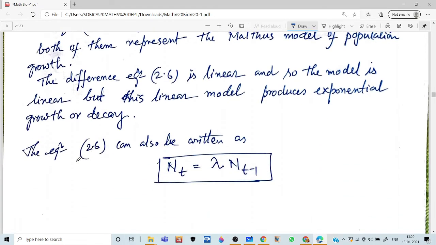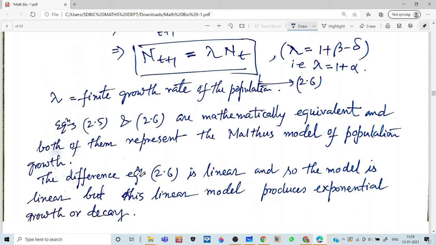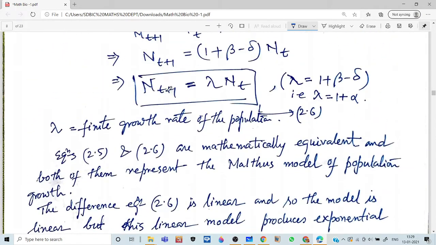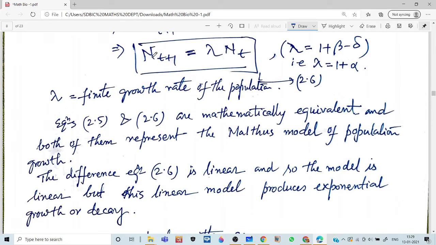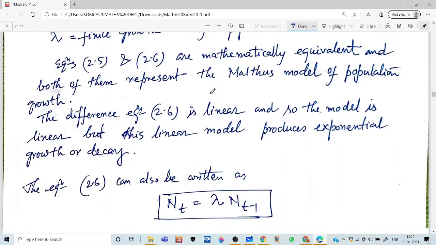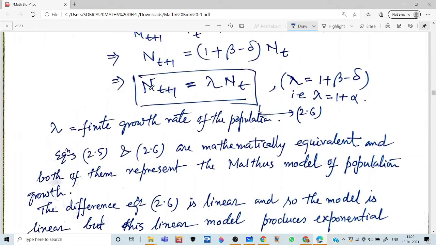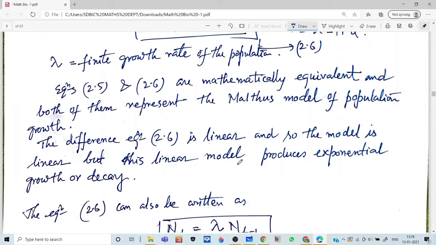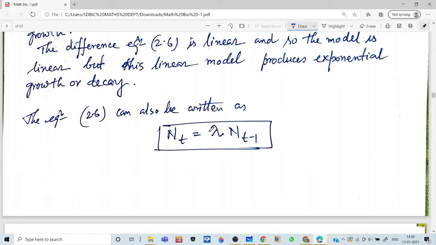So equation 2.6 can also be described by n(t+1) is equal to lambda n(t). This can be rewritten by replacing t plus 1 by t. So n(t) is equal to lambda into n(t minus 1).